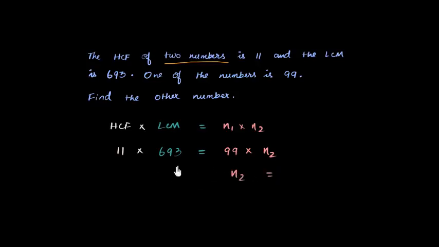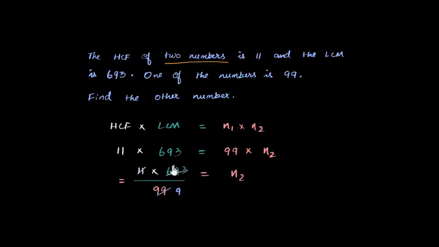N2 equals, I'm just bringing all this here, okay? Or actually I can keep this on this side itself. It doesn't matter, right? So 11 into 693 divided by 99. So what happens here? I know that 11 and 99 are nicely divisible. So this is 9 times 11. So I have 9 and 693, it should probably be divisible because we're looking for a natural number.